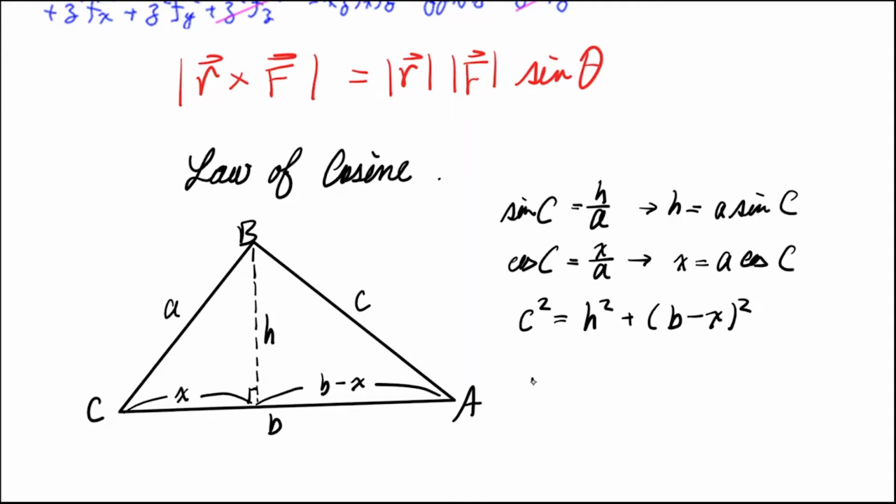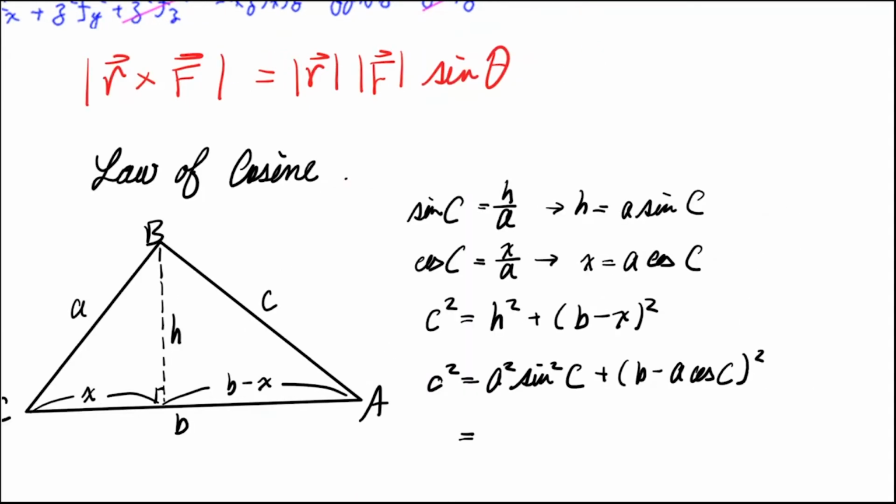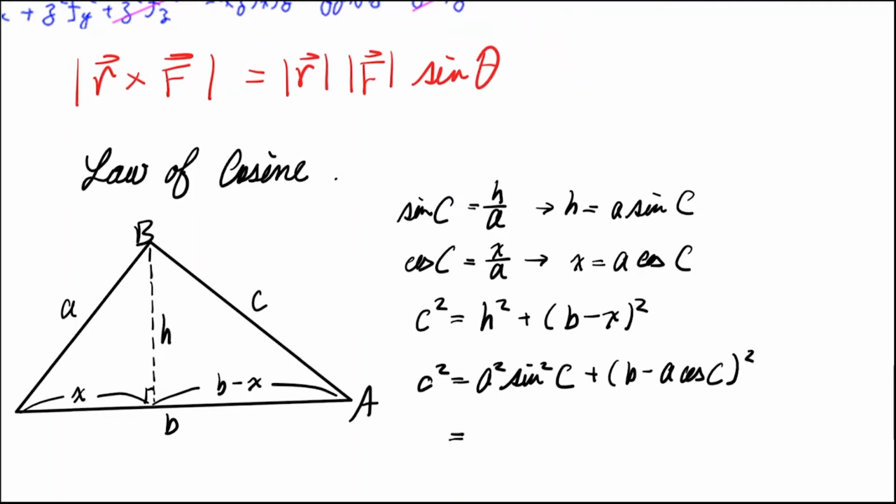So C squared is equal to A squared sine squared C plus quantity B minus A cosine C, squared. Say yes. A squared sine squared C plus B squared minus 2AB cosine C, here we go, and plus A squared cosine squared C. So far so good. Scroll down.